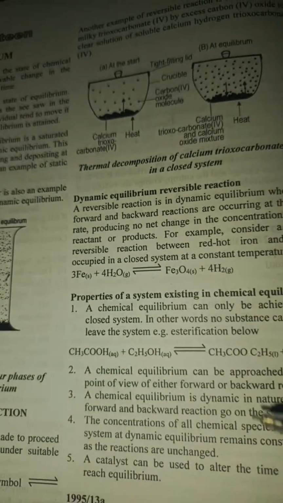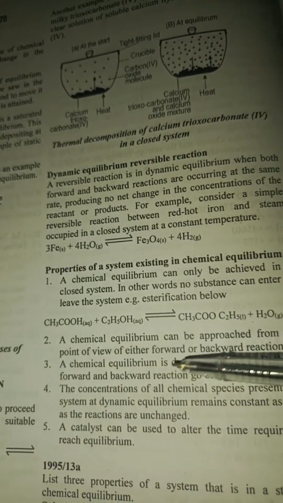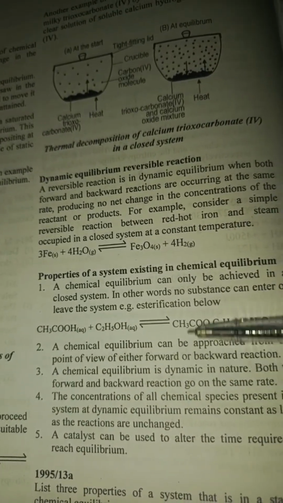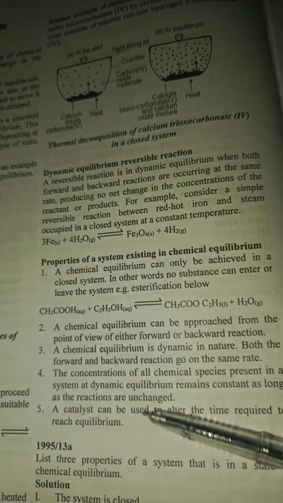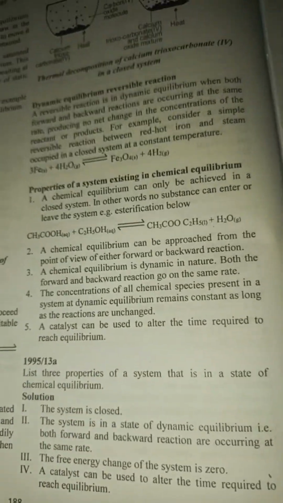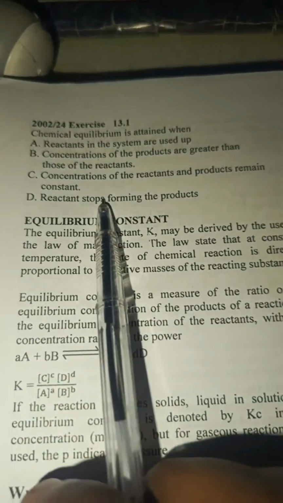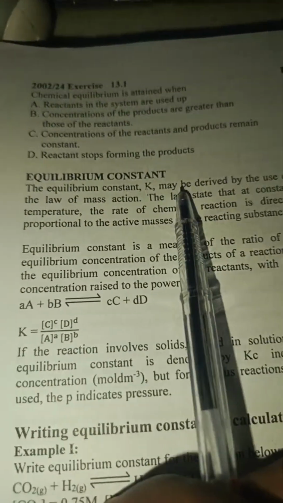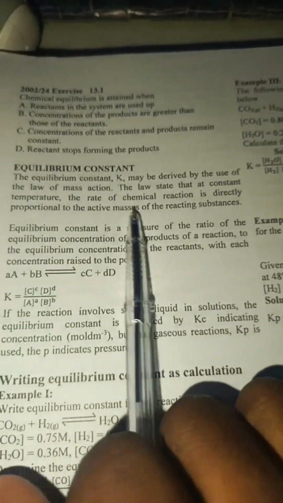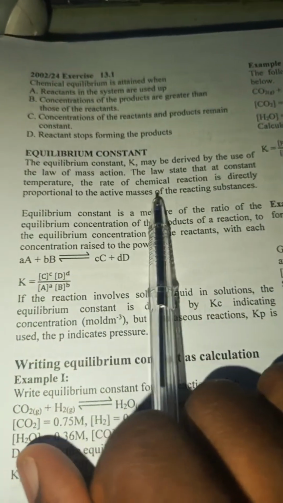I'm going to give you the PDF format of this book so that you can read it at your leisure time. But what I'm here to explain today is this. We are starting from here: equilibrium constant. Now, looking at the equilibrium constant, how do we go about that?